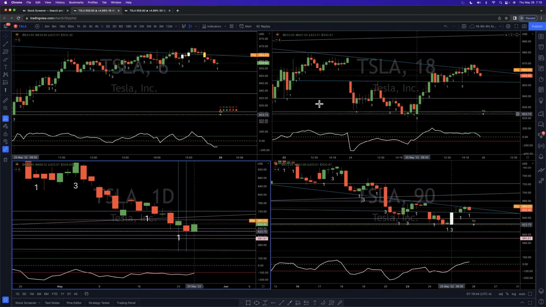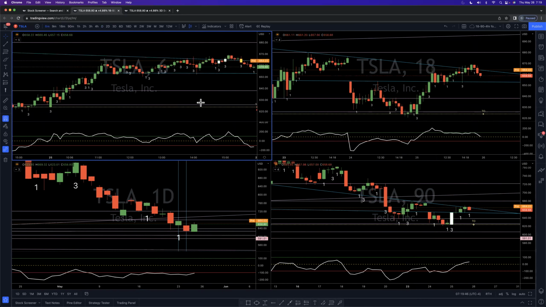This is the open 18 minutes. Here's your 6-minute candle. So I like to wait for the first 18-minute candle to close, right? Well, that created an outside bar. So when that happens, I'm not clear at this point in which direction the market is going. So here's your 18-minute flip here.